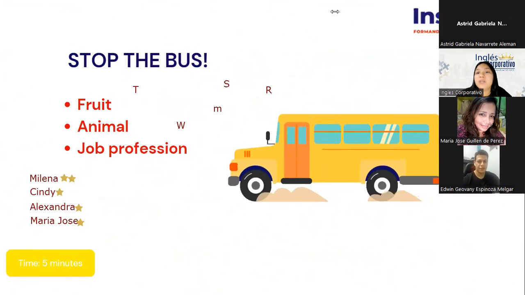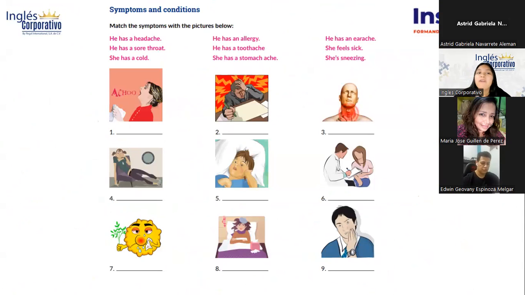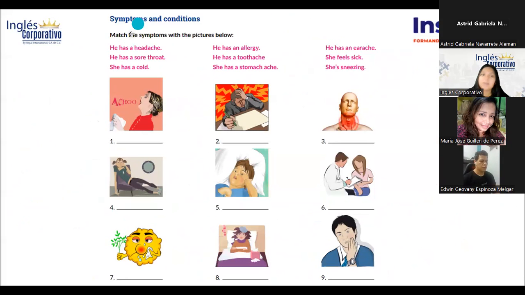Okay, guys, so we are going to continue. Let's move to the main topic. We are going to cover vocabulary first. As you can see, we have 9 sentences right here, about symptoms and conditions. What we need to do is match each sentence to the picture. Vemos la imagen, entonces tenemos que poner cuál de todas estas es. So first of all, guys, vamos a pronunciar.